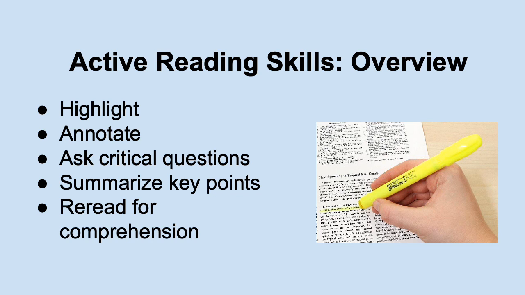So active reading can be something as simple as highlighting the text, finding specific sections that you find particularly helpful and highlighting them. It could be annotating them, so making critical annotations or notes on them. It could mean asking critical questions, summarizing key points, or even rereading for comprehension. So not saying, I don't understand this section, I'll go back and read it later, but thinking, okay, I'm here now. I'm going to make sure that I read this section so that I understand it fully.